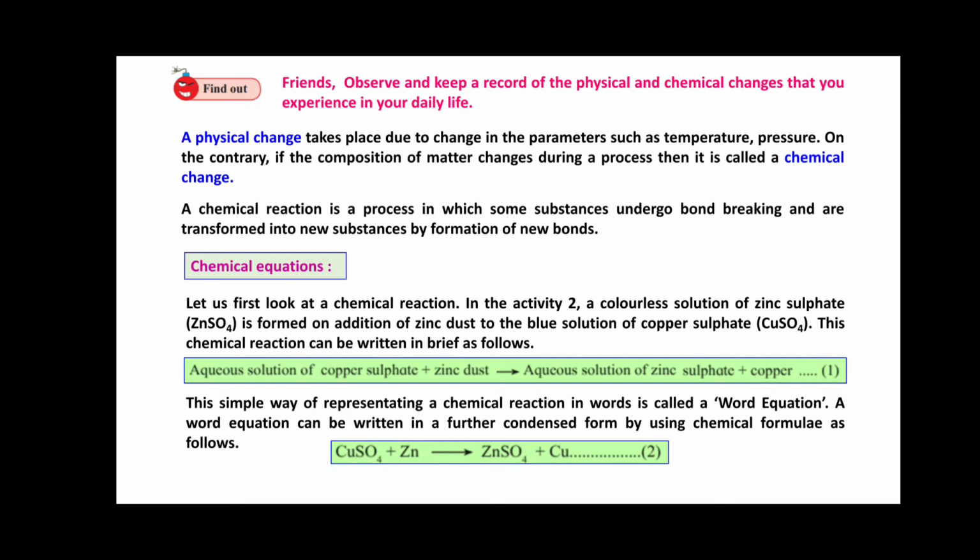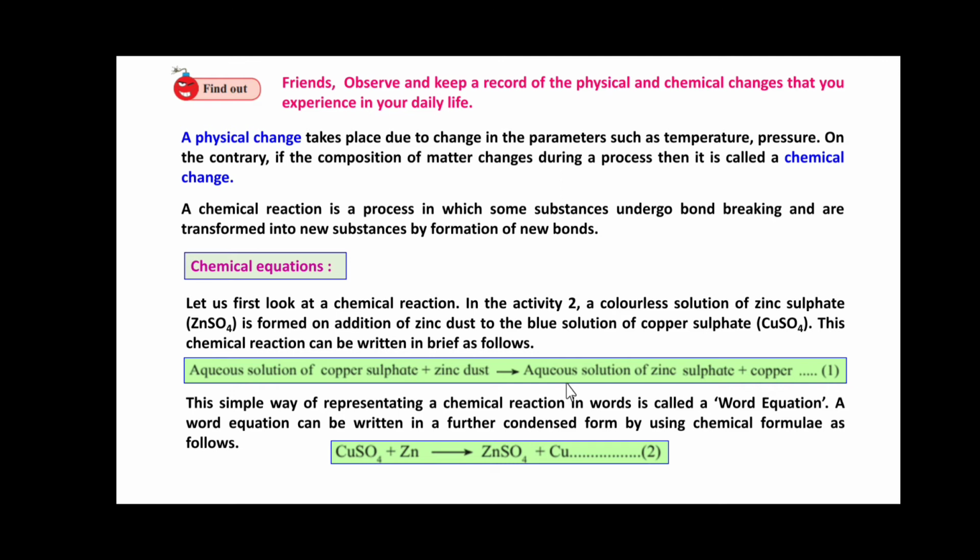So equation 1. This simple way of representing a chemical reaction in words is called a word equation. So this is a word equation here. Equation 1. A word equation can be written in further condensed form by using chemical formulas. This copper sulfate can be written as CuSO4 and zinc dust is Zn.